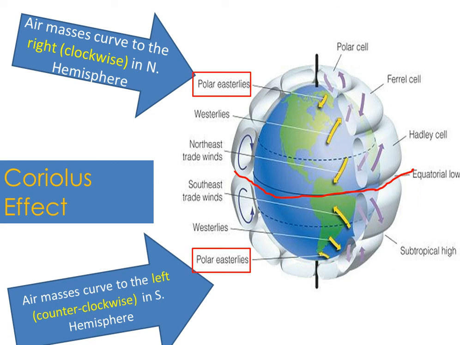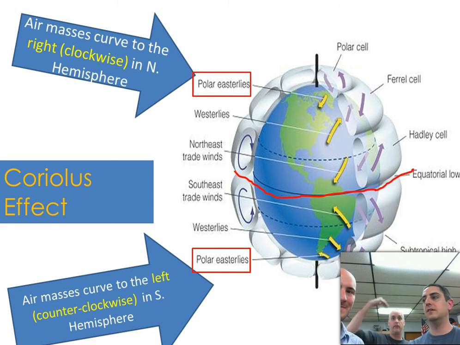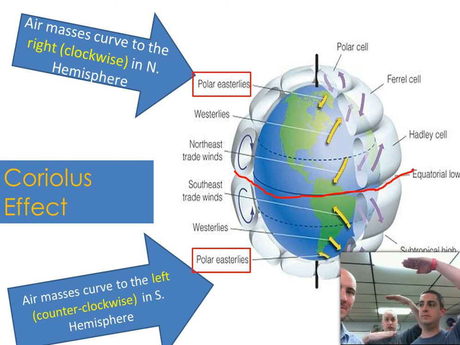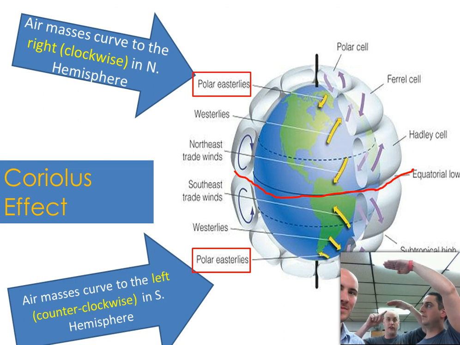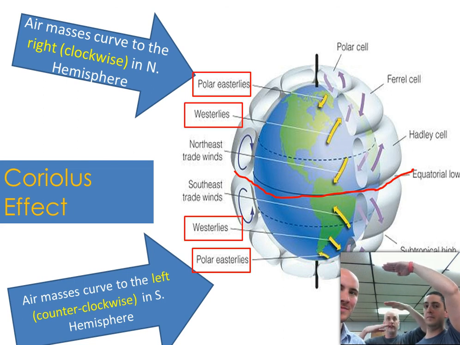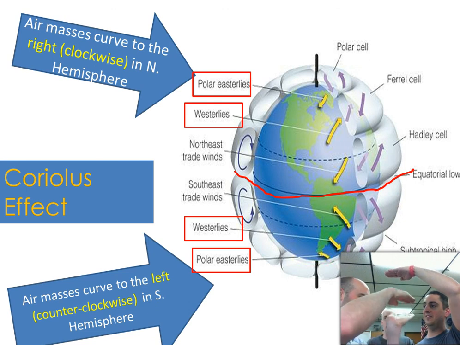You'll have polar easterlies, and you're going to see them at the North Pole and the South Pole. Then, squishing in, you're going to get the westerlies, which means that the wind on that part in the next 30 degrees will be turning in a westerly fashion. And then if you get closer, you're going to get the trade wind of the northeast.